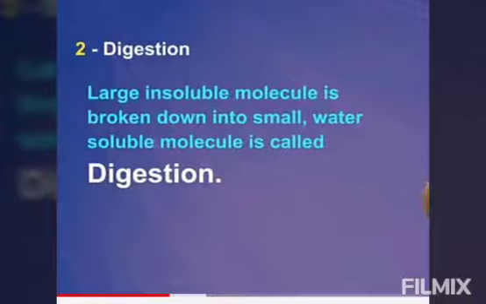The next step is digestion. We know that the food is taken in the solid form, and this solid form cannot be digested by our body.